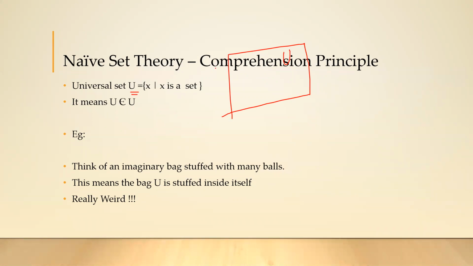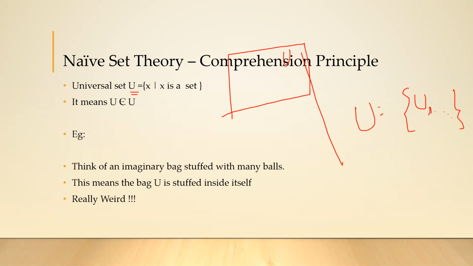Now, the naive set theory comprehension principle tells that the universe is an element of the universe. Okay, you might think it to be weird, but that is how the naive set theory comprehension principle is. Like, the universe contains everything. It contains a set of everything, including the universe. So this is what the comprehension principle of the naive set theory tells. You can think of it like this. Think of an imaginary bag stuffed with many balls.